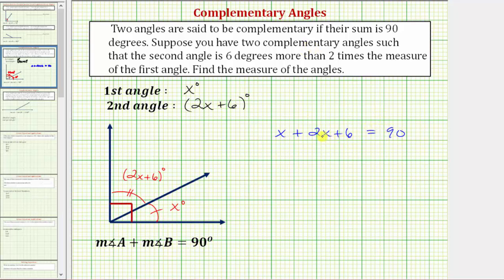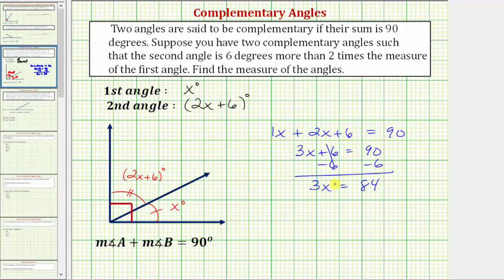For the first step, we'll combine the like terms on the left side of the equation. x plus 2x, or 1x plus 2x, equals 3x. So we have 3x plus 6 equals 90. Next step, we isolate the variable term by undoing the plus 6, and therefore we subtract 6 on both sides. Simplifying, subtracting 6 undoes plus 6, or 6 minus 6 is 0. So we have 3x equals 90 minus 6, which equals 84.